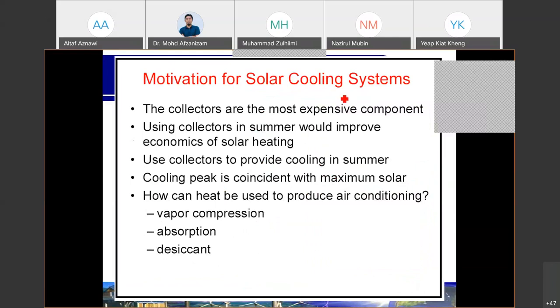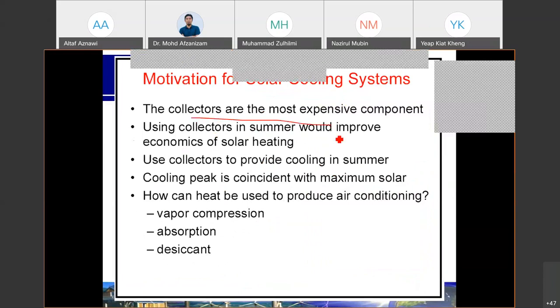Okay, so this one is another approach, the motivation for solar cooling systems. Okay, collectors are the most expensive component. Of course, cheaper collectors would improve the economy of solar heating. Okay, cooling in summer is considered with expensive solar. So this one is another application related to solar energy. Vapor compression, absorption, and desiccant.